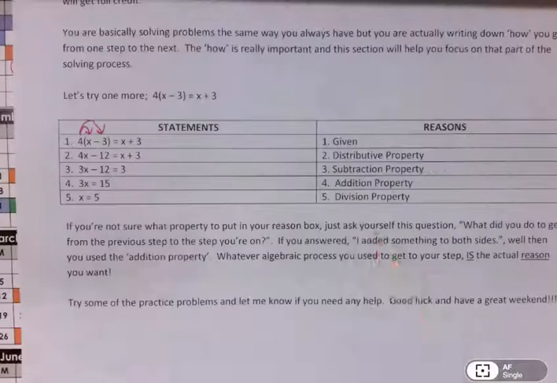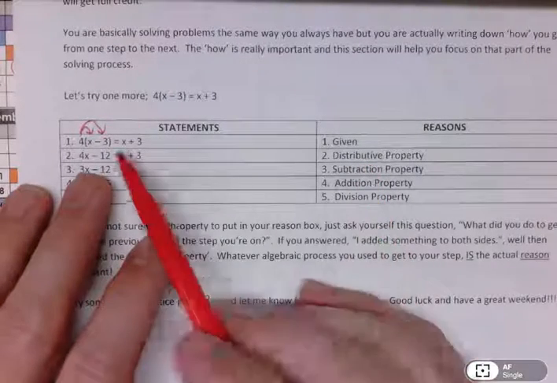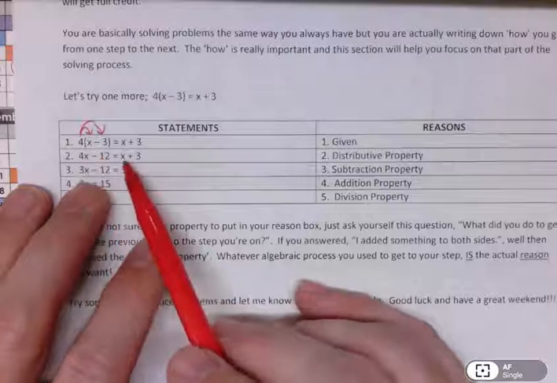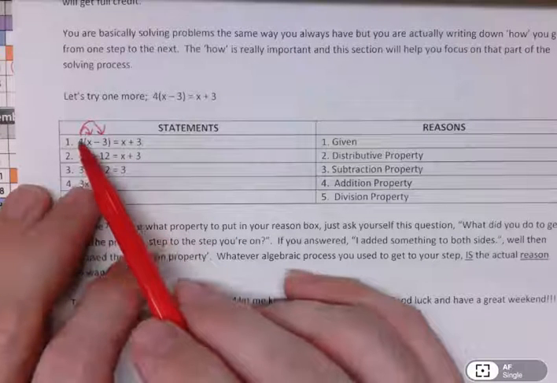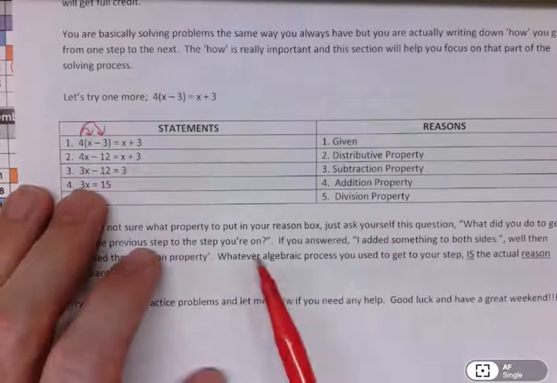And if you're ever not sure what you're doing, as far as which property to use, just ask yourself, what are you physically doing to the equation? Okay, what are you actually doing? In this case, hopefully in your head, you're like, okay, I'm distributing. And then you realize it's the distributive property. What do we do next?